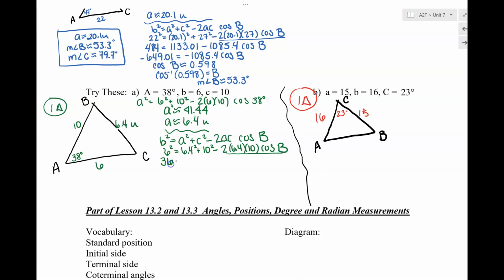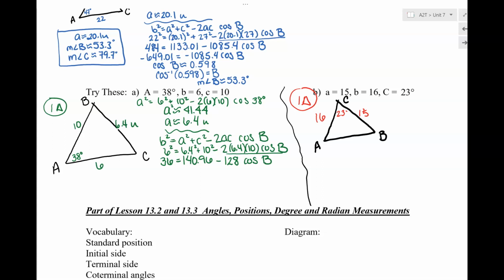Okay, so 36 is equal to 6.4 squared plus 100. We end up with 140.96 minus 2 times 10 times 6.4. Be careful, don't make that mistake in your calculator. It will most definitely change your value. Minus 128 times the cosine of angle B, which is what we're solving for.